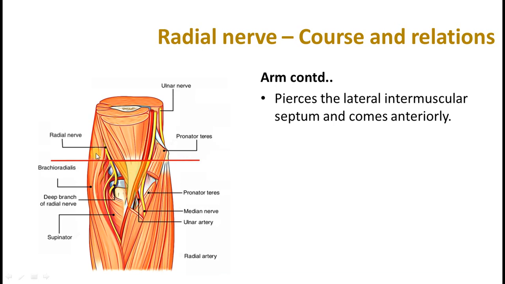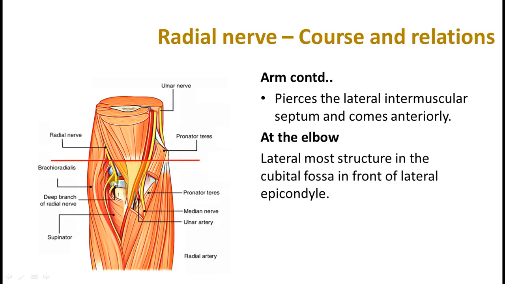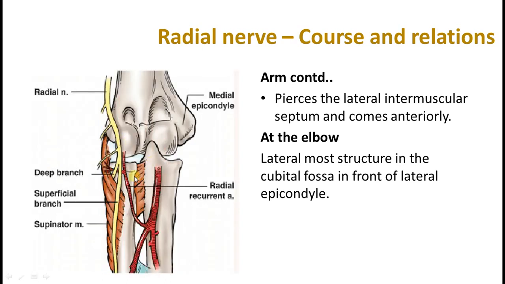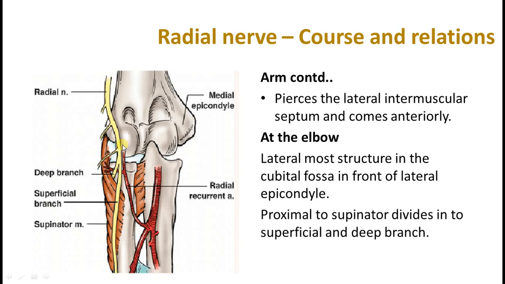So in the cubital fossa, the lateral most structure will be your radial nerve, in front of the lateral epicondyle. Here it is also going to give some branches to the brachioradialis, extensor carpi radialis longus and extensor carpi radialis brevis. And immediately above the supinator, it will divide into a superficial and a deep branch.